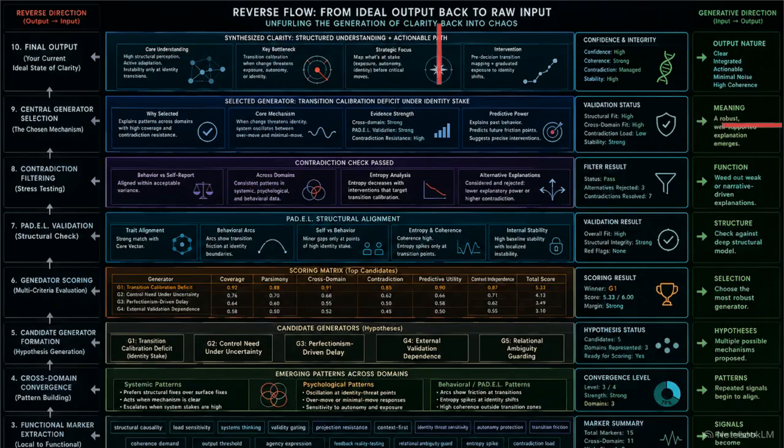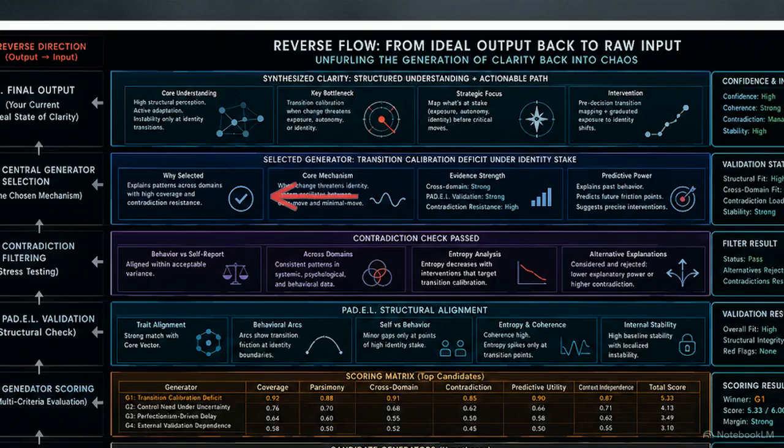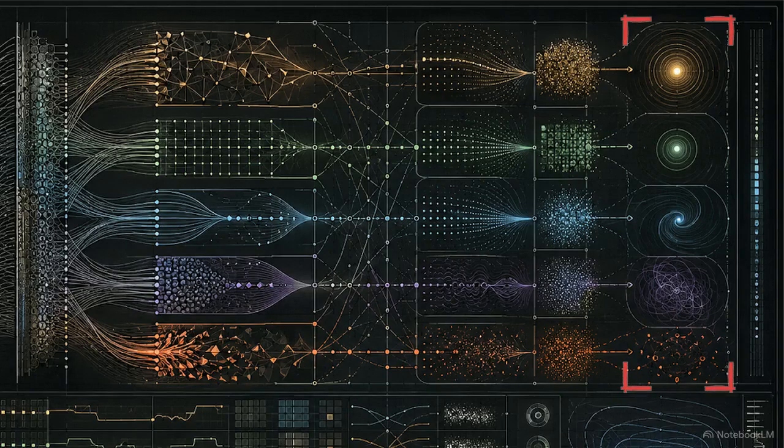Based on the validation status and predictive power shown here, the architecture selects a single core mechanism that best fits the process data. This leads to the level 10 final output. Look at the far right of the diagram. The chaotic raw input has been completely transformed into these perfectly harmonized and structured data spirals.